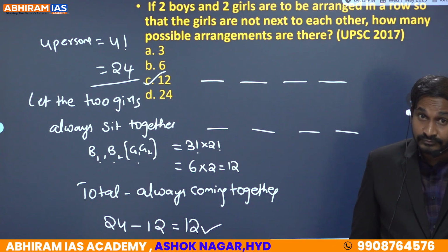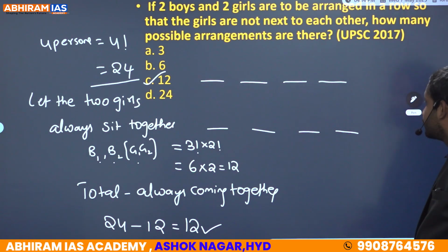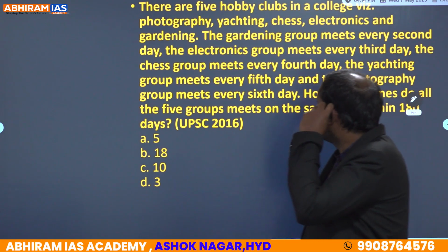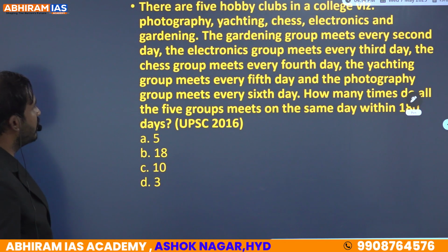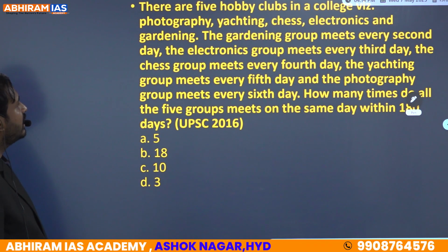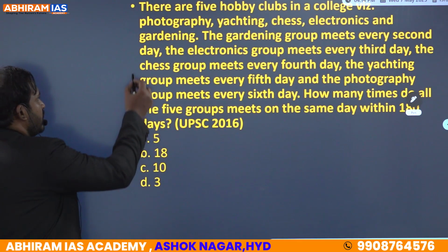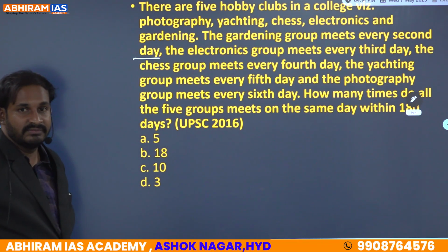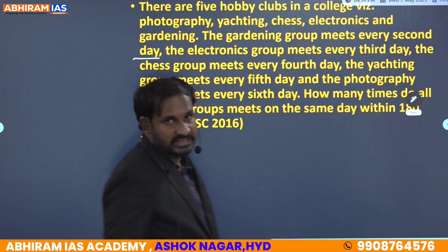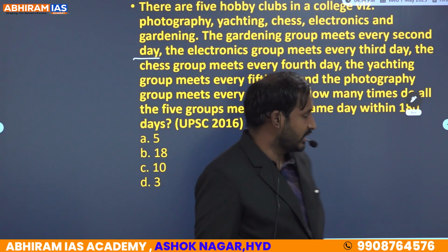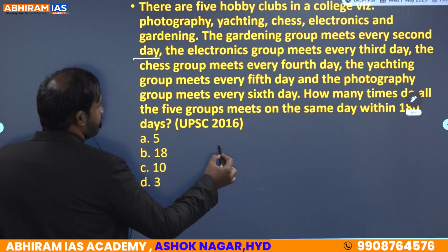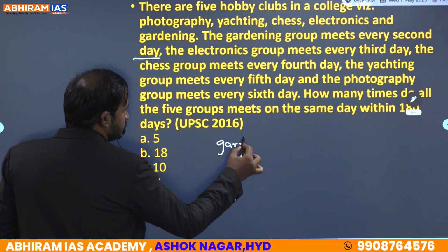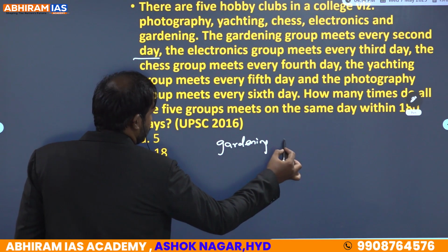Understood? Right. Next one. There are 5 hobby clubs in a college: photography, etching, chess, electronics and gardening. The gardening group meets every second day. Okay. We solved a similar question while discussing LCM and HCF concepts, students. Now see here. The gardening group meets every second day.